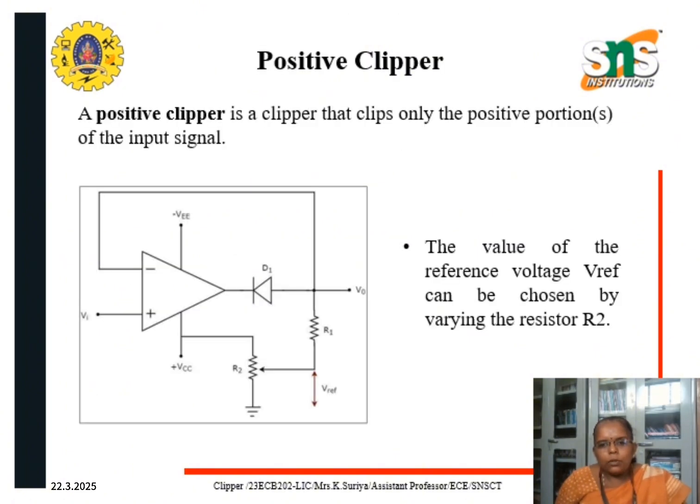First we'll see about the positive clipper. The positive clipper will clip only the positive portion of the input signal. This is a circuit diagram of a positive clipper where a diode is connected to the output of the op amp in the reverse bias condition, and the variable resistors are connected to the output with the help of the plus VCC. The value of the reference voltage can be chosen by varying the resistor R2.